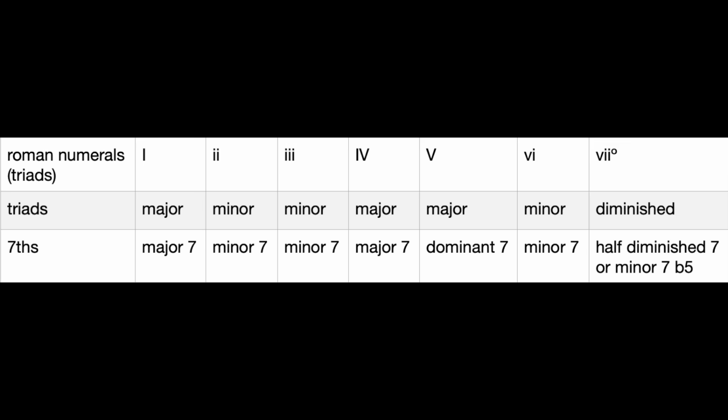And they also have the same sevenths. So we get a major 7, minor 7, minor 7, major 7, a dominant 7, minor 7, and then a half diminished 7th, or a minor 7 flat 5. If you want to know a little bit more about major and minor, all of that sort of stuff, I do have a video about that as well.